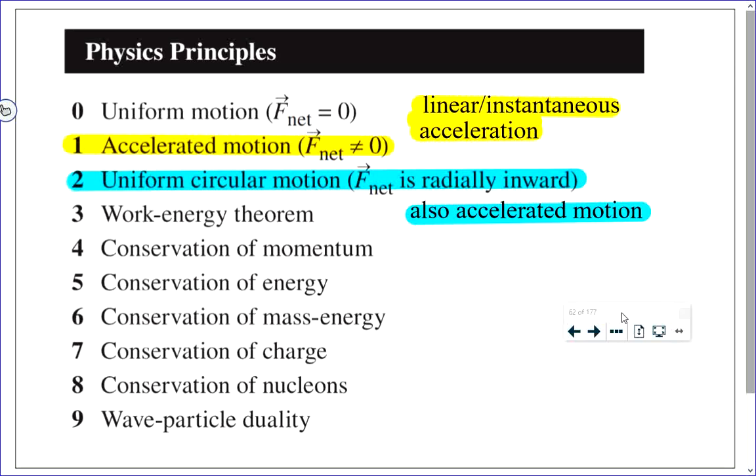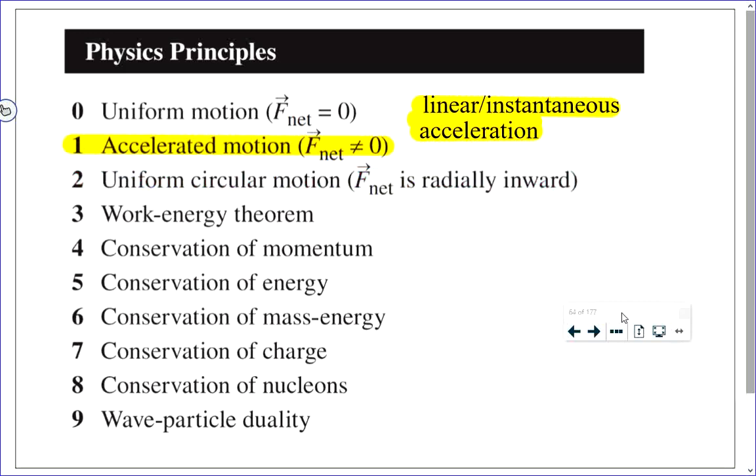And you're still getting an acceleration in meters per second squared, but it's towards the center of the orbit of whatever is accelerating. So they're decidedly different. I'm going to refer to this as centripetal accelerated motion. I think that's the best thing that you can call what we're talking about in physics principle number 2.